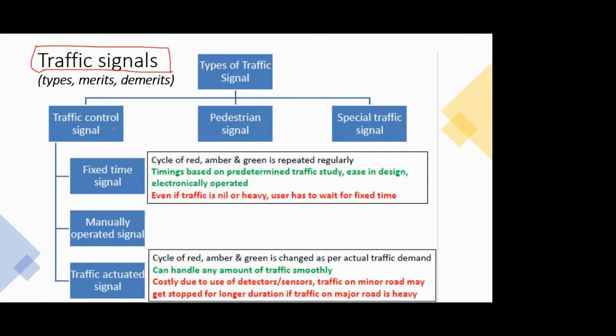So one is the traffic control signal. One is the pedestrian signal, which is exclusively for pedestrians. This also you must have seen on the crosswalks. And then you have a special traffic signal. Special traffic signal as in it's a specially designed traffic signal for, suppose, only a BRT lane or only an ambulance lane, or in some cases if you have gone through any military area.